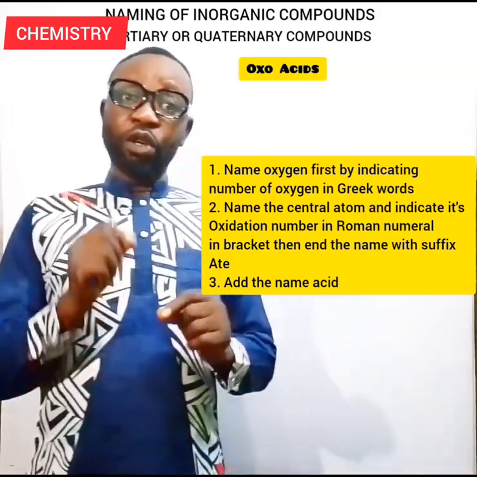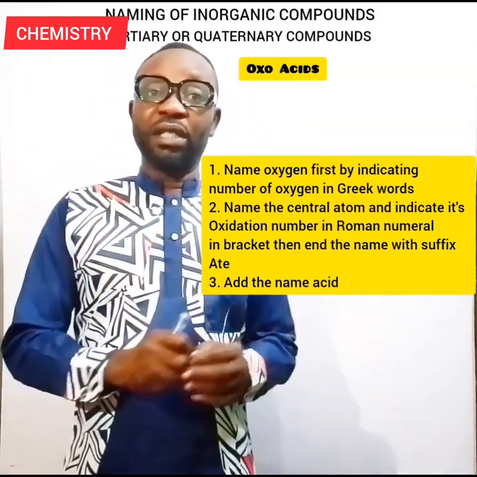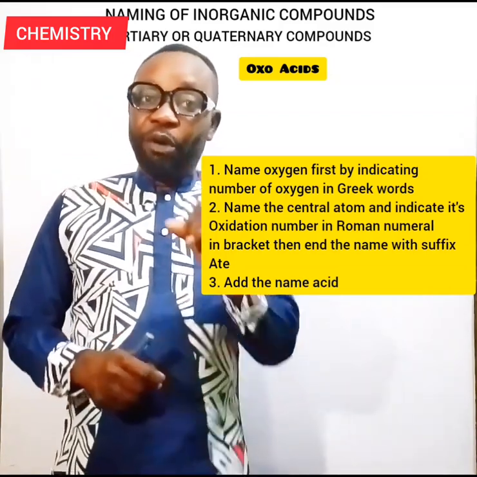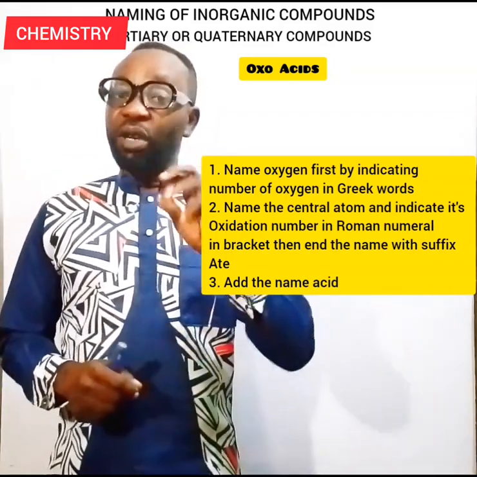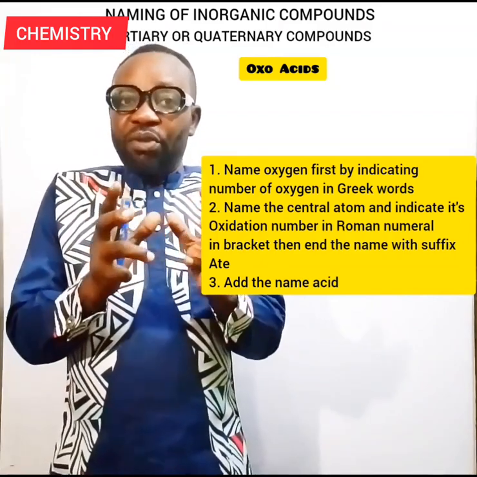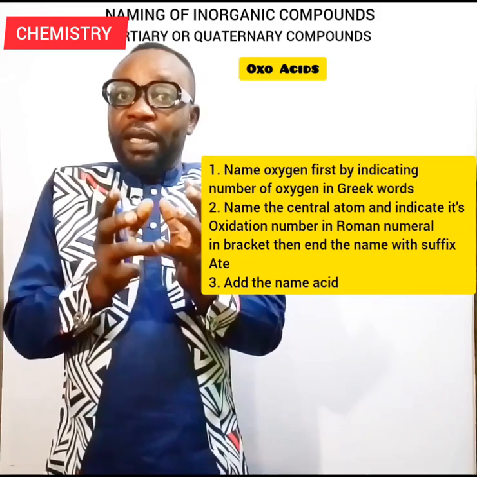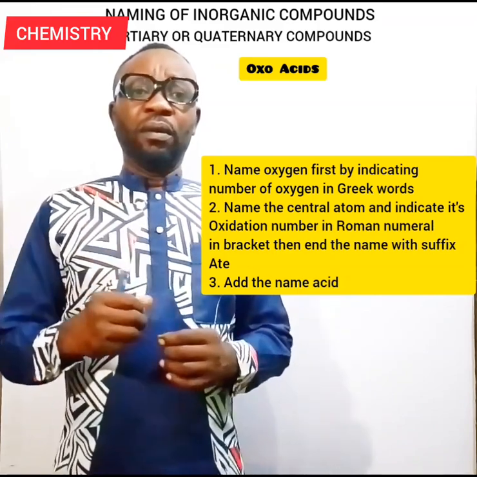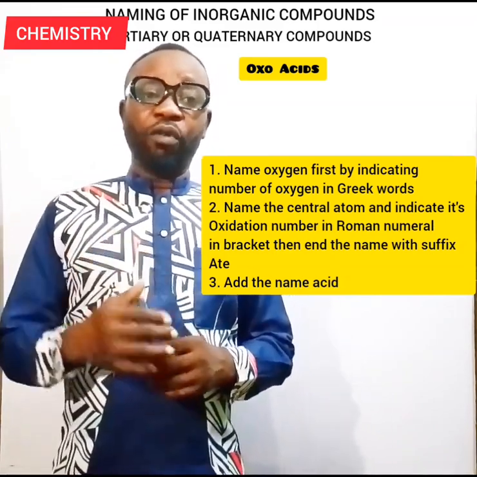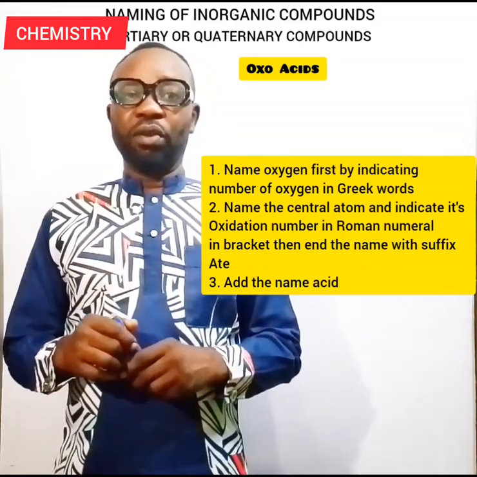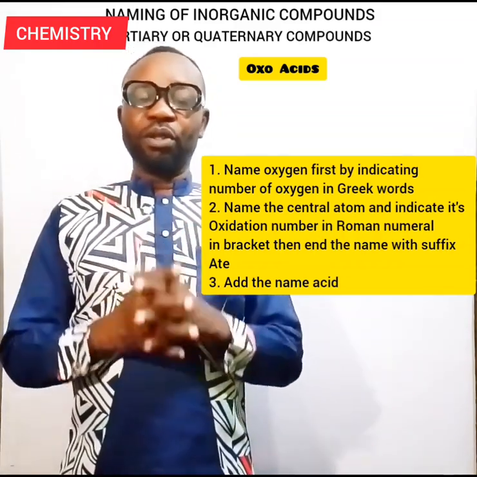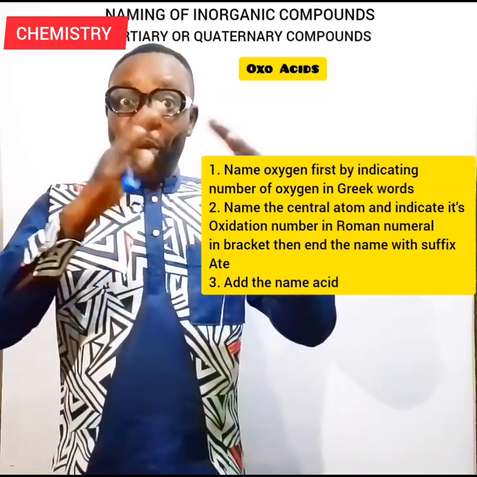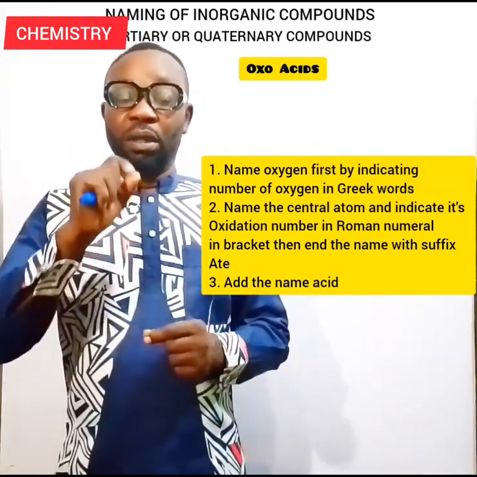Don't forget, I have told you that when you have an oxo acid, it means that the compound contains oxygen, and there must be the inclusion of what? Hydrogen, which will be the one that shows us that the compound is an acid. Now, after the naming of the number of oxygen that you have there, another thing you are going to take note of is that there is going to be a particular atom present, and it will be regarded as the central atom.